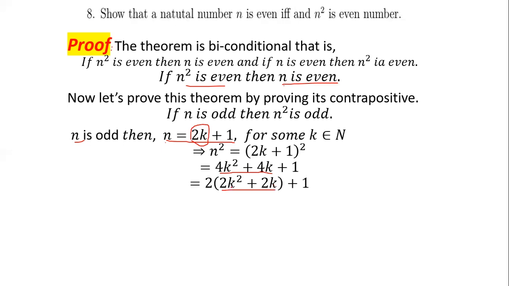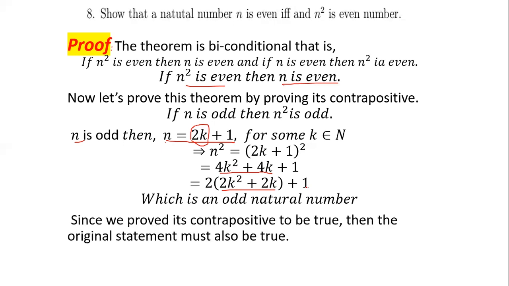We know that the term enclosed by the bracket, k, is any natural number. The square of any natural number is natural. Twice a natural number is again natural. So the sum, or simply this expression, is natural. So twice a certain natural number plus 1 is an expression suitable for an odd natural number. So this is an odd natural number.